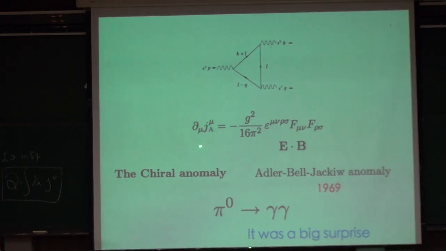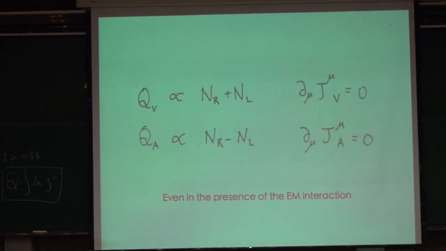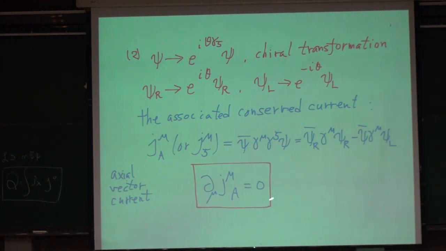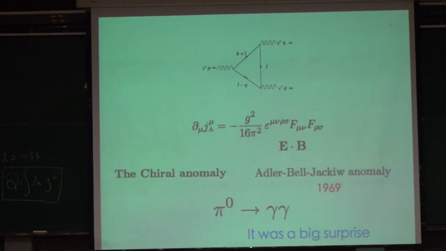The four divergence of the axial vector current, instead of being zero, which we expect from knowing the theory, which is a classical theory, is not zero, but proportional to a funny object. This is epsilon mu nu rho sigma, a totally antisymmetric tensor.